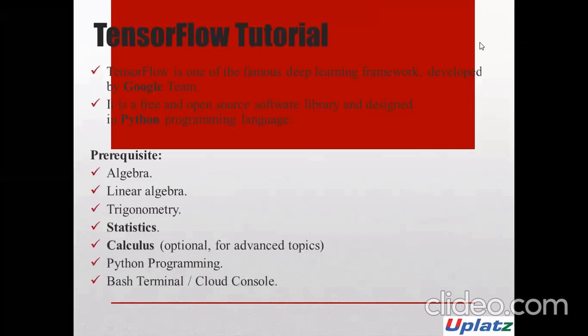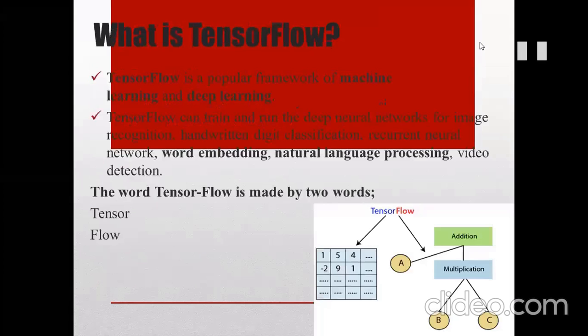Now let's clearly understand what is TensorFlow. Okay, so TensorFlow, as I told you, is a popular framework of machine learning and deep learning. It is a free and open source library which was released on 9th November 2015 and developed by the Google Brain team. It is entirely based on Python programming language and used for numerical computation and data flow, which makes machine learning faster and easier.